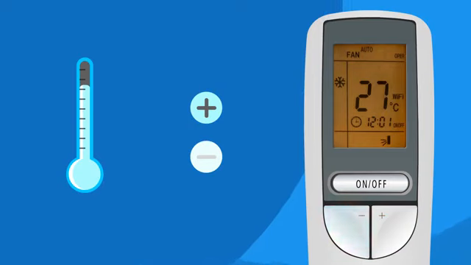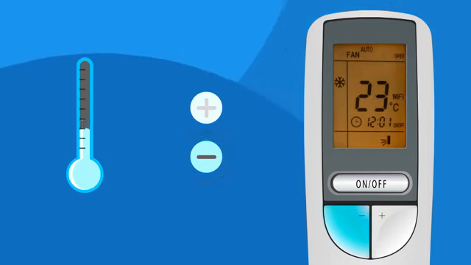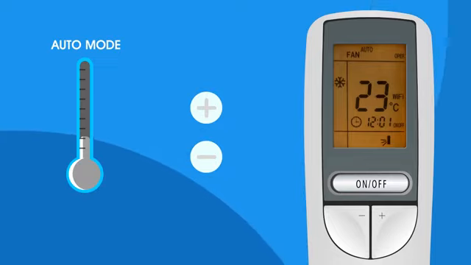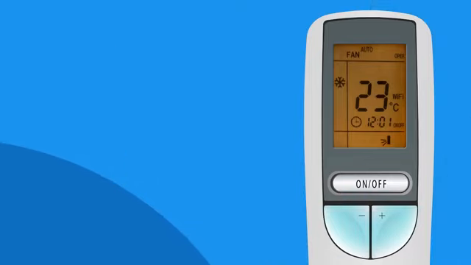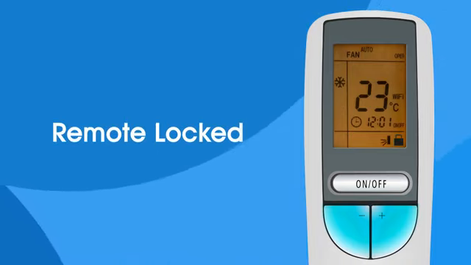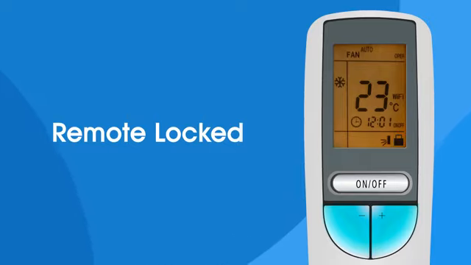Press minus button to decrease the temperature by 1 degree. Holding the button for 2 seconds rapidly decreases the temperature. The temperature is not adjustable in auto mode. Pressing plus and minus buttons simultaneously locks the remote, and the lock icon is seen in the display's bottom section.